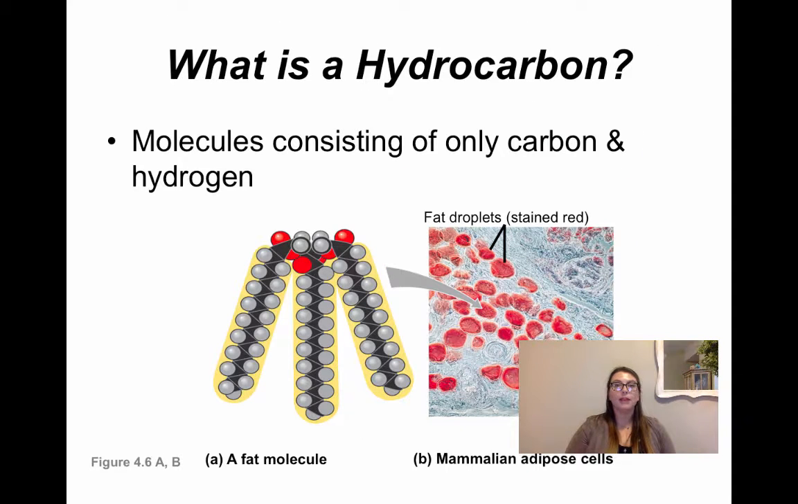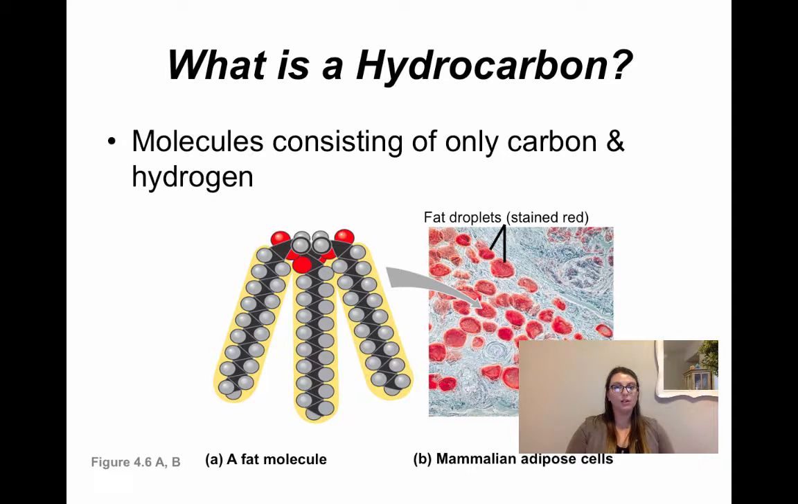So you should remember that a hydrocarbon is a molecule consisting of only carbon and hydrogen. And here we have a lipid, which we'll discuss more later on. But this lipid has a glycerol backbone, and then it has 3 fatty acid tails. And these fatty acid tails are made of methane. So we know that that's CH4. And if you remember from the previous slide when we were talking about methane, it's pretty reactive.